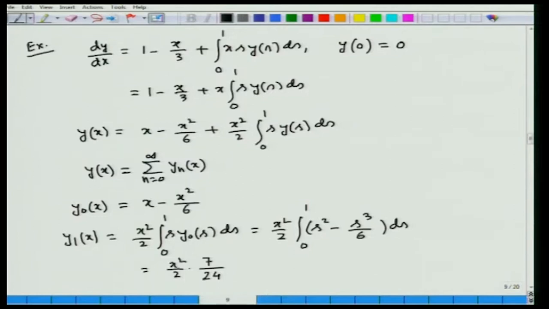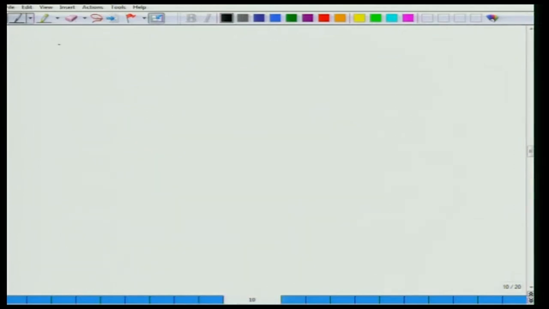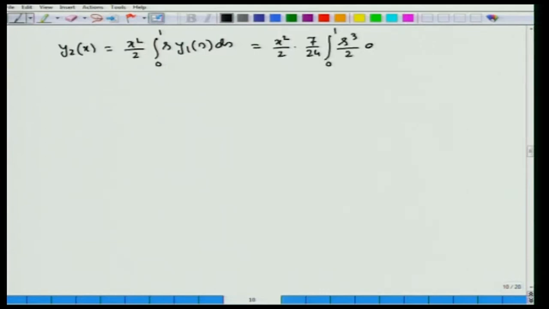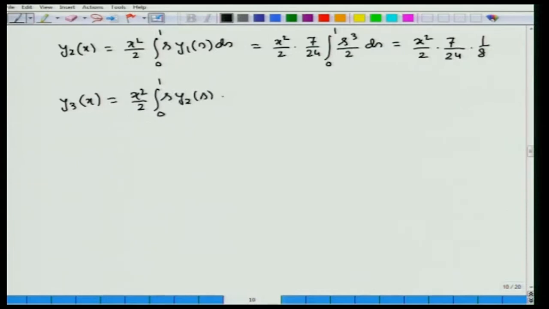So, with y1(x) equal to x square by 2 into 7 by 24, we can calculate y2(x) equal to x square by 2 integral 0 to 1 of s y1(s) ds. This will be equal to x square by 2 times 7 by 24 integral 0 to 1 of s cube by 2 ds, and this is equal to x square by 2 into 7 by 24 into 1 by 8. If we calculate one more iterate, y3(x) is equal to x square by 2 integral 0 to 1 of s y2(s) ds.